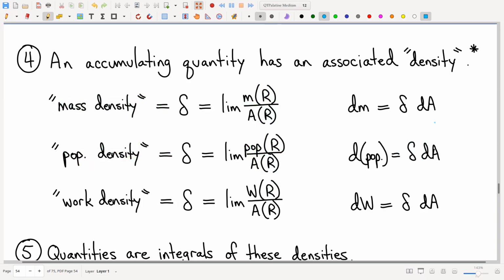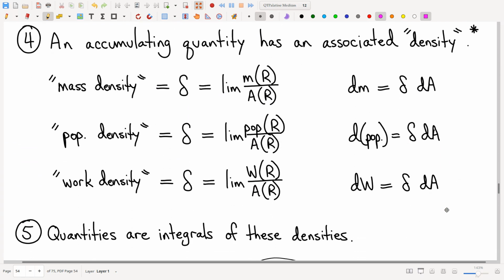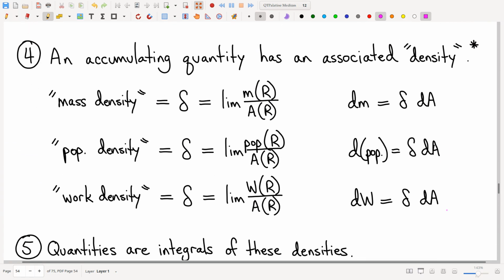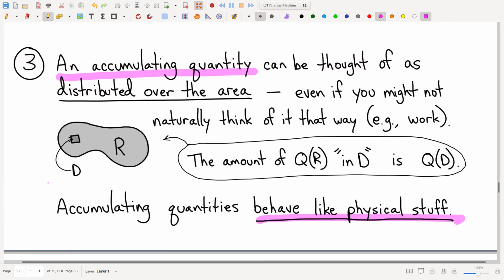All right. So now, reminder: while you don't have to, you can think of any accumulating quantity as kind of like a physical stuff, kind of like a substance. And so, check out this little weirdness. We can talk about the idea of work density. Seems weird. What do you mean density? Doesn't work then have to be a kind of a stuff? Well, yeah. I'm thinking of it as a stuff because it's an accumulating quantity.